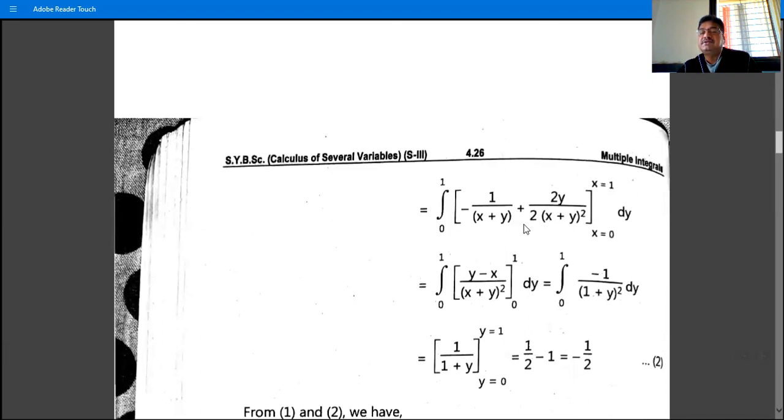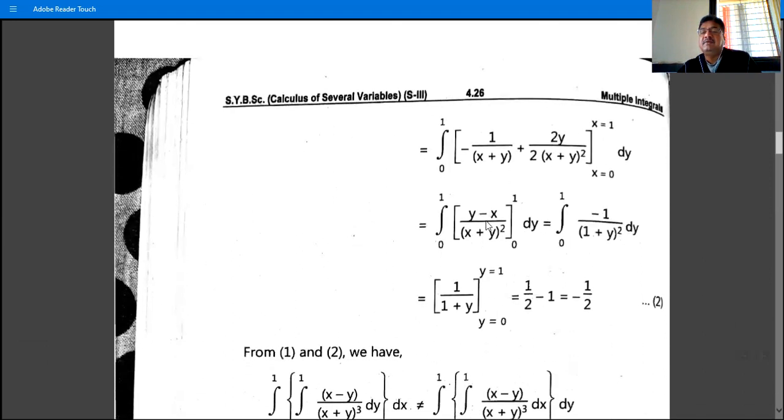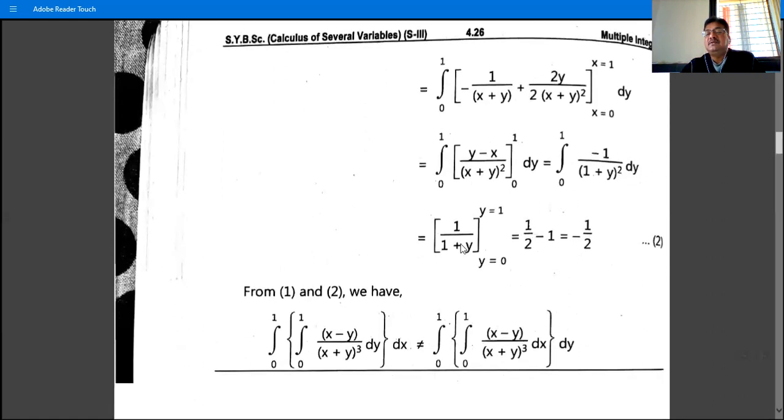What is this bracket calculation? Taking (x+y) as the LCM, we have this, and then the value at the upper limit, that is substituting x as 1, and then x as 0. After calculating we have this, and its integration is 1 by (1+y), because again (1+y) raised to minus 2 has integration (1+y) raised to minus 2 plus 1 divided by minus 1. So it becomes this, and then taking the value at the upper limit, we have the answer minus 1 half.